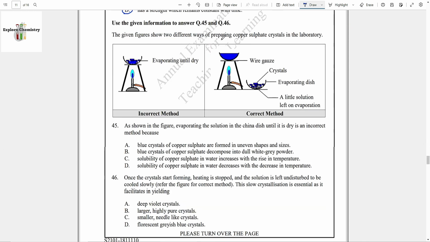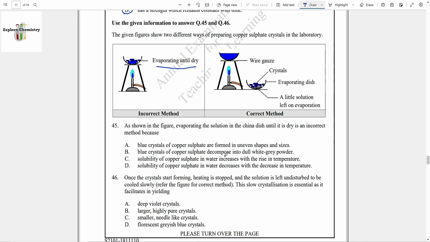The given figure shows two different ways of preparing copper sulfate crystals in the laboratory. This is the incorrect method because evaporation is done until dry. This is incorrect. It will not give you pure crystals. The second method is correct. A little solution is left on evaporation which will dry on cooling. As shown in the figure, evaporating the solution in a china dish until it is dry is an incorrect method because blue crystals of copper sulfate are formed in uneven shape and size. Blue crystals of copper sulfate decompose into dull white grey powder.